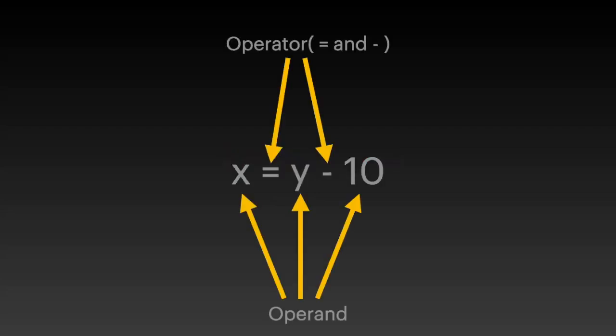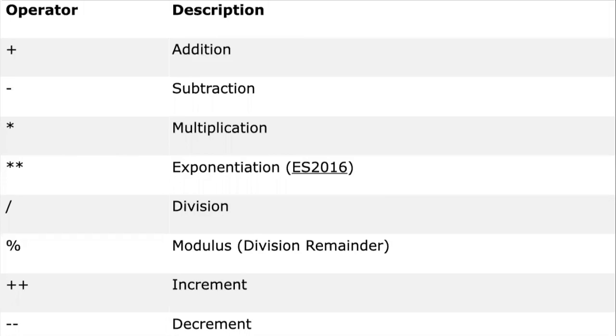So first of all, operator and operands. As you can see in this simple scenario, x, y, and 10 are operands, whereas the equals to sign and the minus sign are the operators. The types of operators are: the very first is assignment operators, arithmetic operators, comparison operators, and logical operators. What you are watching right now is arithmetic operators.